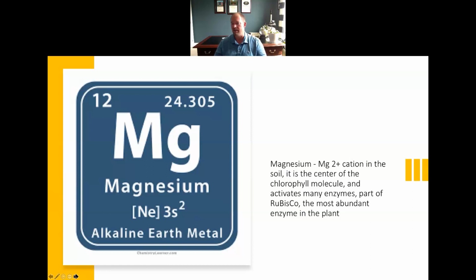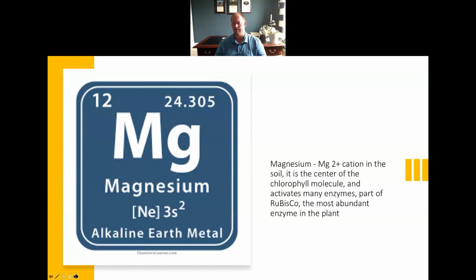The magnesium cation is the nutrient that sits right in the center of the chlorophyll molecule. Magnesium is also important because, like potassium or calcium, it activates many enzymes. It's also part of Rubisco, and we know that 50% of the nitrogen in the plant goes to make Rubisco. So magnesium is another critical component to the plant.